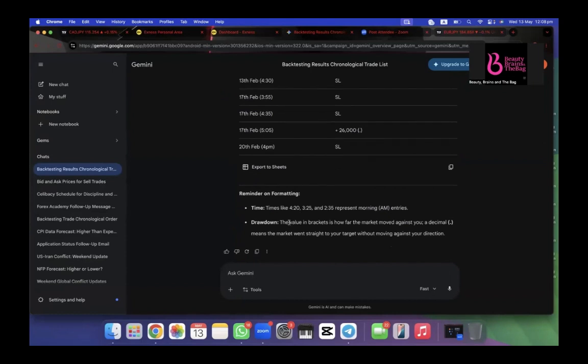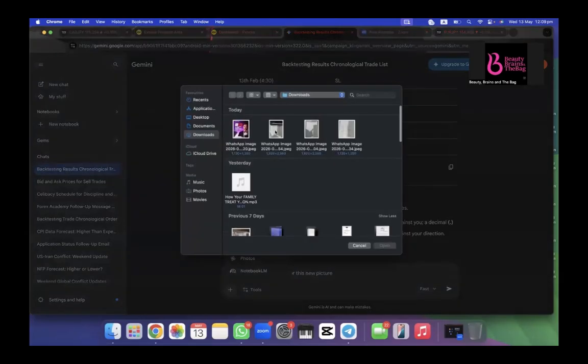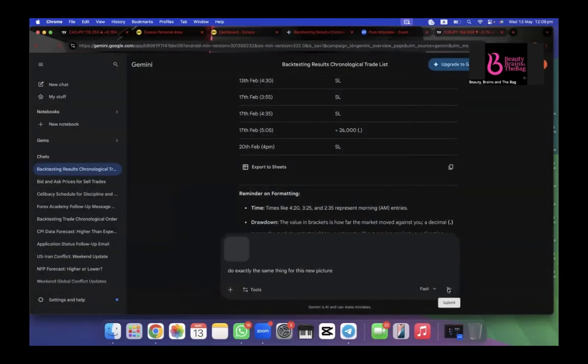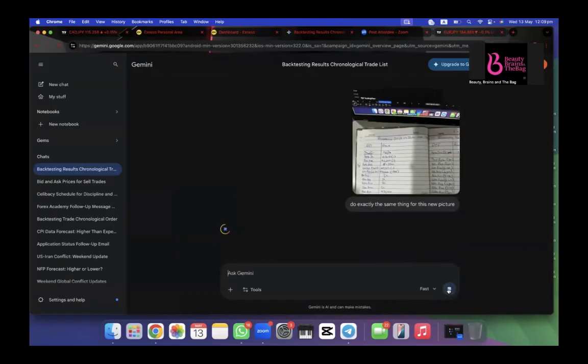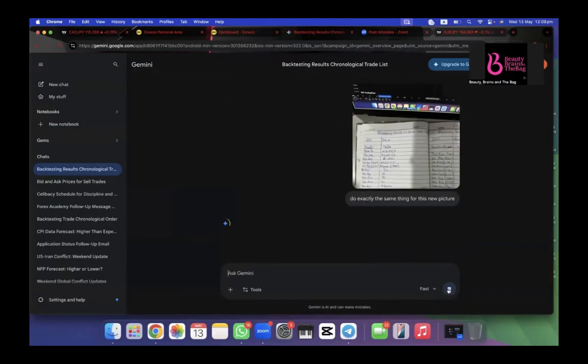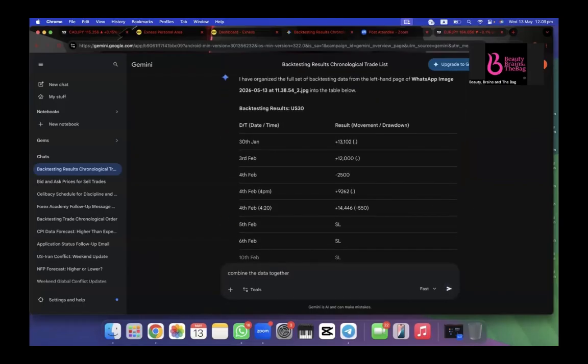Okay, let me ask it to do exactly the same thing for this new picture. So just look at it as your best thing. All right. It can do a lot of things that you can't do. Combine the data together, these 2 pages of data. Okay, so I upload them. I can upload all of them at once and ask it to do everything at once for you. Combine them together.